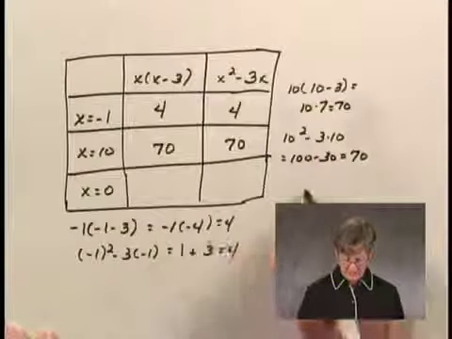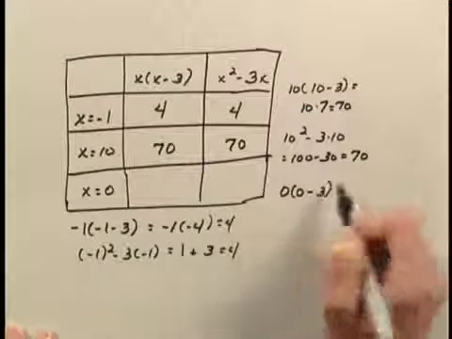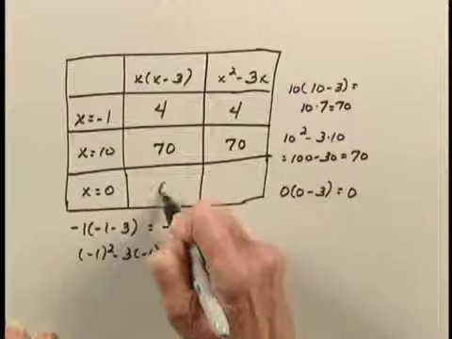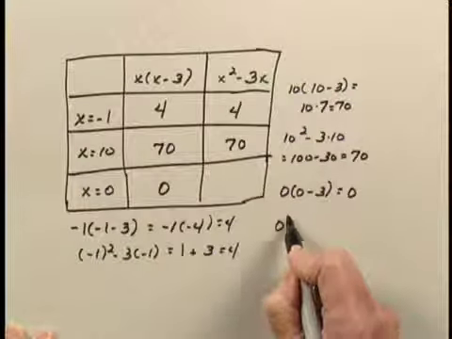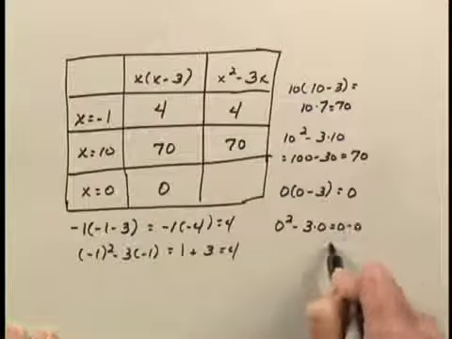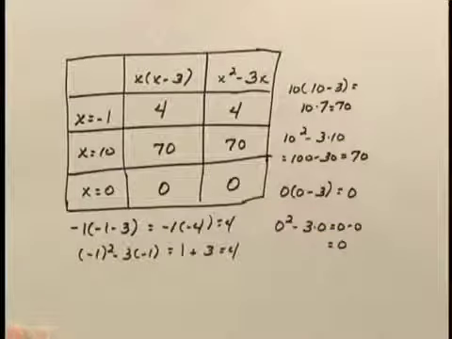And when x is 0, the first expression is 0 times 0 minus 3. 0 times anything is 0. So we get 0 here. And the second expression is 0 squared minus 3 times 0, which is 0 minus 0, or 0. So we'll fill in the final slot in the table.